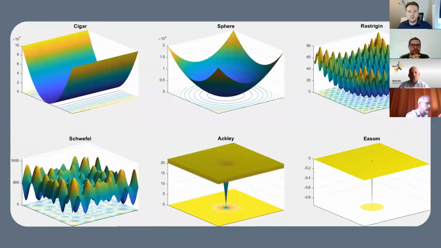Here we see the cigar, the sphere, the Rastrigin, Schwefel, Ackley, and Easom. And we see that these have very different properties. For example, the cigar and sphere have a flat surface going towards the global optimum. The Rastrigin and Schwefel contain many local optima for an algorithm to get stuck in. And the Ackley and Easom functions present a plateau-like structure that provides very little information to algorithms on where to traverse to.